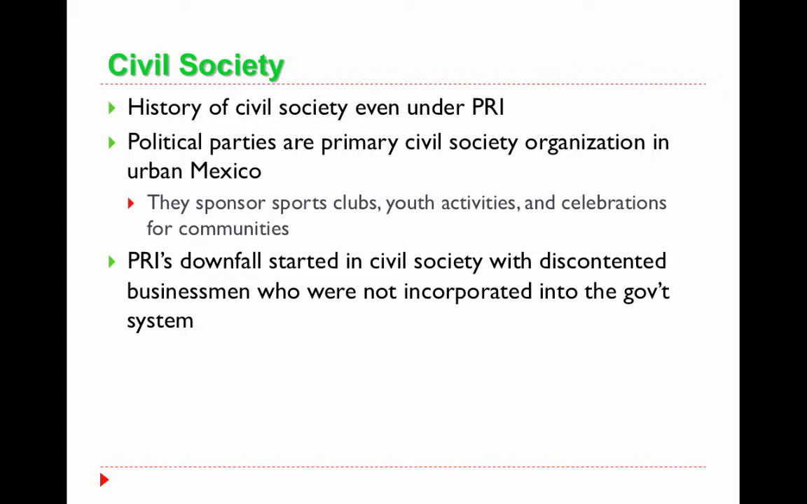When the pre-party began to be weakened, civil society was the source. There were certain businessmen within the pre-party who were not incorporated into the government system. They felt like the party had ignored them. They weren't allowed to be involved in the organization. And this is where we initially began to see the weakening of the party. So civil society is incredibly important to people.